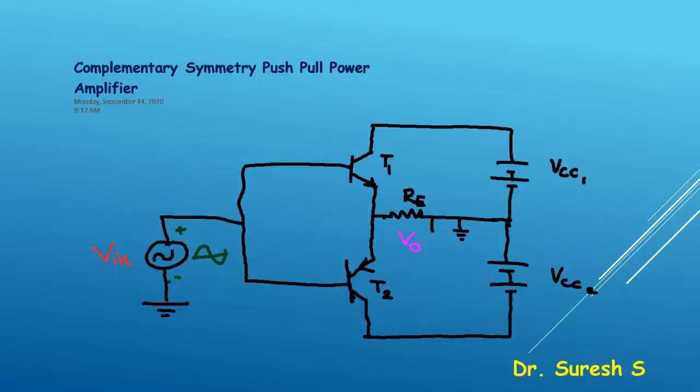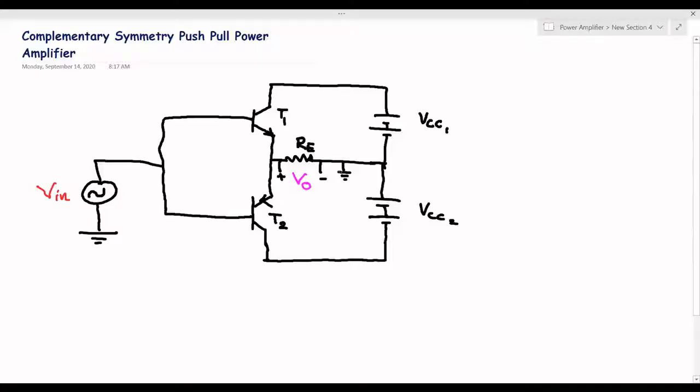The emitters of the two transistors are joined together and connected to an emitter resistance Re. The other point of the emitter resistance is grounded. The output is taken across the emitter resistance. The input signal Vin is connected common to the base of the two transistors T1 and T2.